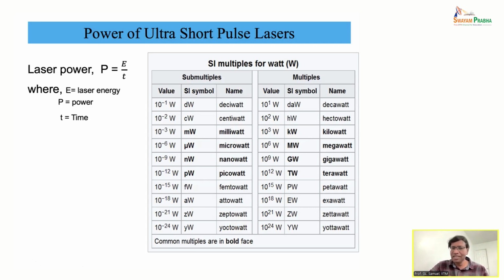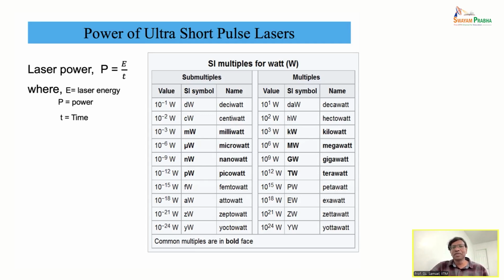Then divided by time. If the pulse width is 200 femtoseconds, you put 200 times 10 to the power of minus 15. Now take this minus 15 from the denominator to the numerator, then it becomes plus, and with the 6 zeros removed, the resultant is something like 10 to the power of 9. 10 to the power of 9 is nothing but gigawatts. So in that short period of time, you get a huge power.